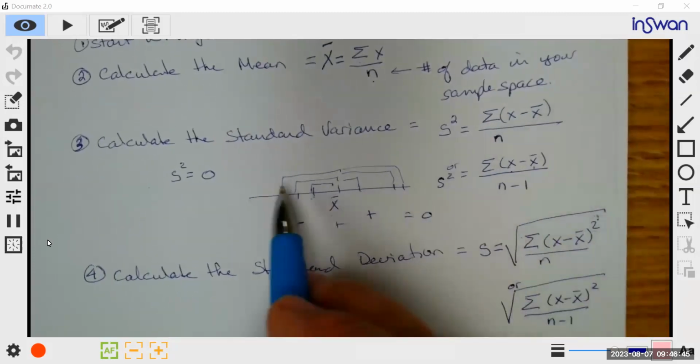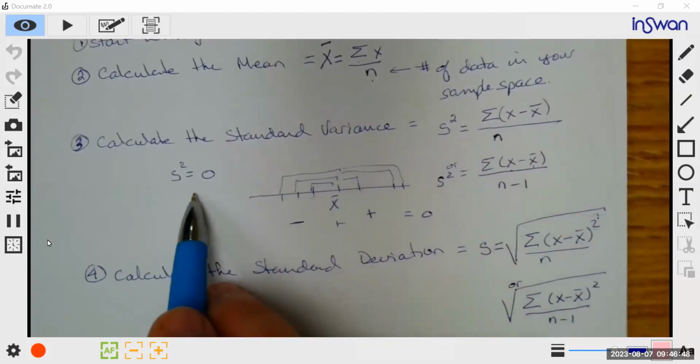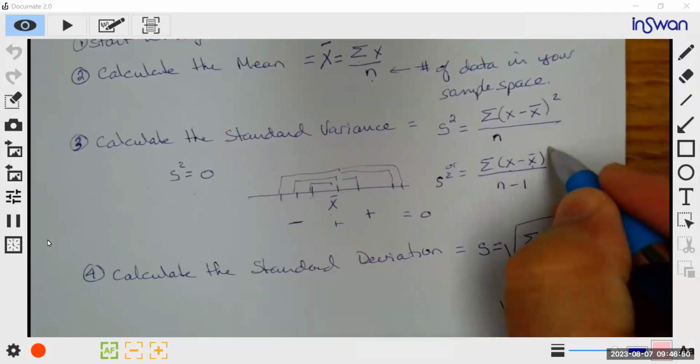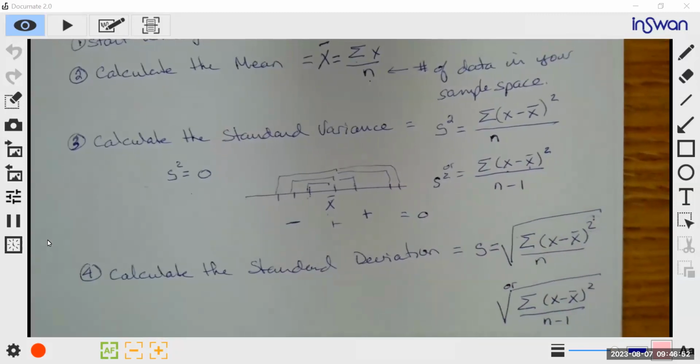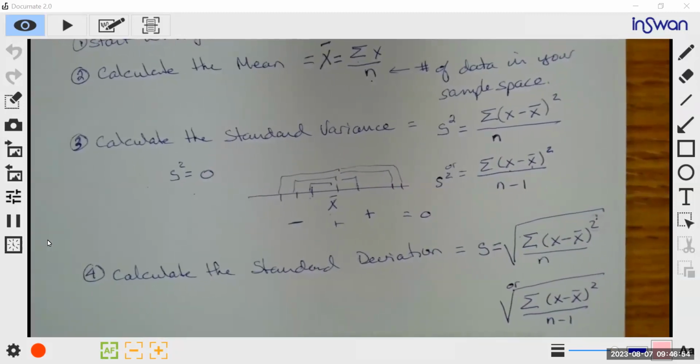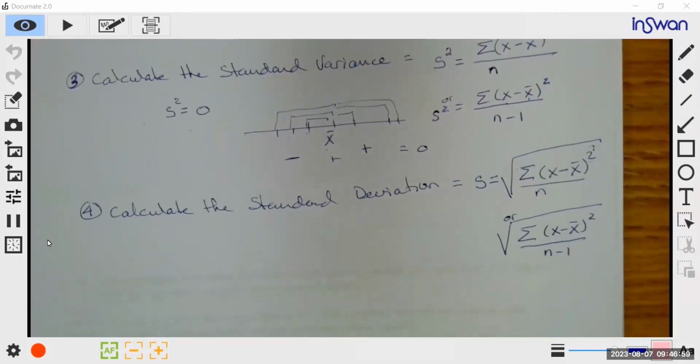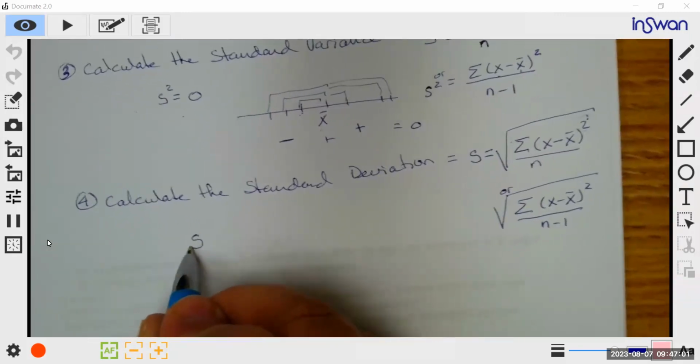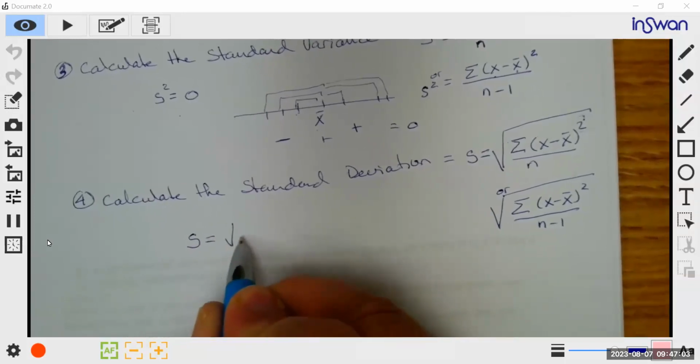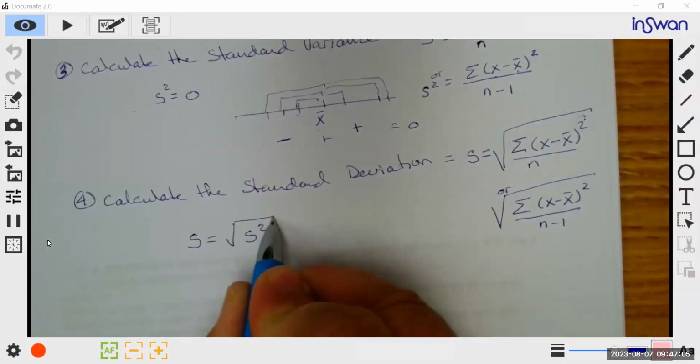Because if we add up all these S's this way, we get 0. That's the reason we square here, because otherwise we're going to get some awfully huge number. So the standard deviation is simply the square root of the variance.